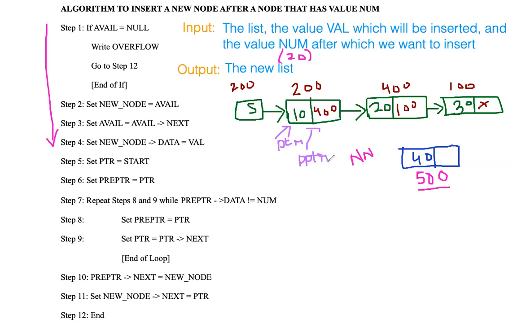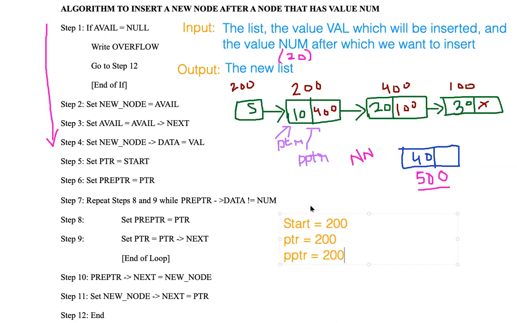Next, what we are checking, whether the PPTR arrow data is equals to num or not. So let us go to the first case. Is PPTR arrow data equals to num? No. So what happens? PPTR equals to PTR. So what is the value in PTR right now? Let me write down here. So start is equals to 200. So initially PTR is also equals to 200, and PPTR is also equals to 200.